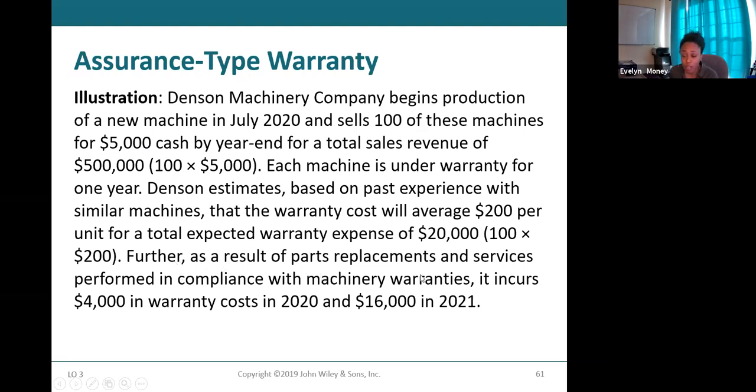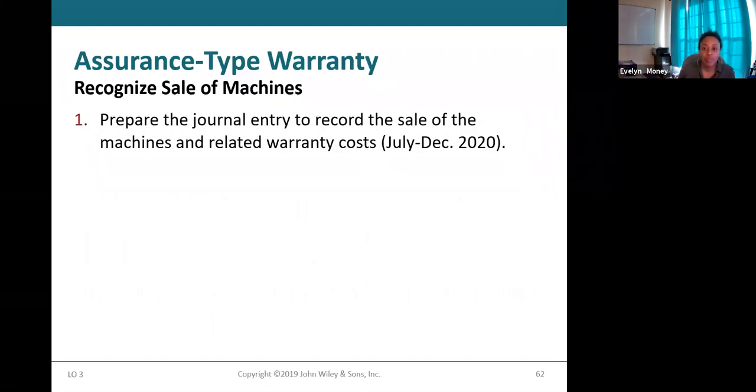In addition, as a result of parts replacements and services performed in compliance with the warranties, they incur $4,000 in warranty costs in 2020 and $16,000 in 2021. Now, this is a perfect classroom example because we estimated that warranty costs would be $20,000, and the actual warranty costs were also $20,000. In the real world, I don't know what I'm going to pay in 2020 or 2021, but for classroom purposes, this is enough so that I can make sure you understand this.